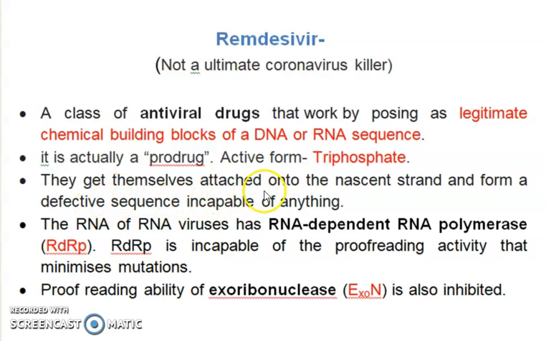We have already discussed this point, and we know that in humans we have DNA polymerase. Similarly, in the coronavirus they have RNA dependent RNA polymerase, RdRp, which is not capable of proofreading. This mutation is not detected by this enzyme, so it ultimately leads to chain termination or delayed formation of the RNA sequences.